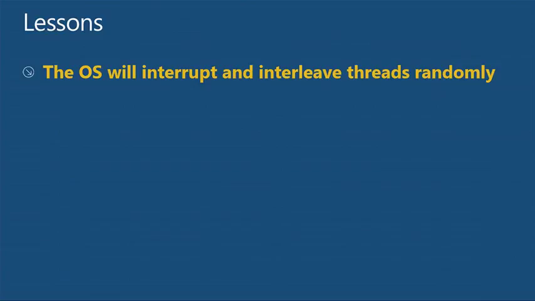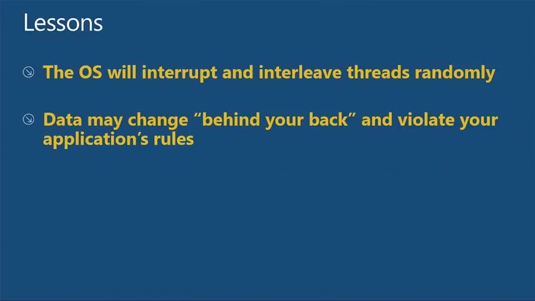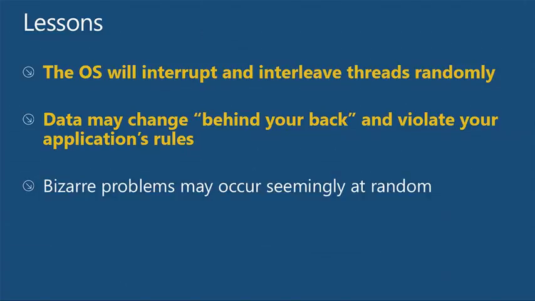What can we learn from this? Well, as you can see, the operating system interrupts and interleaves the operation of threads randomly. You don't know which one's going to run first if you've got two, and they'll stop and start behind your back. This means if you're doing any sort of multi-step operations on data, it might change behind your back and violate your rules. Side effects of this are that once in a while, you'll get really bizarre problems such as addition going backwards, data corruption, crashes, all the good stuff.